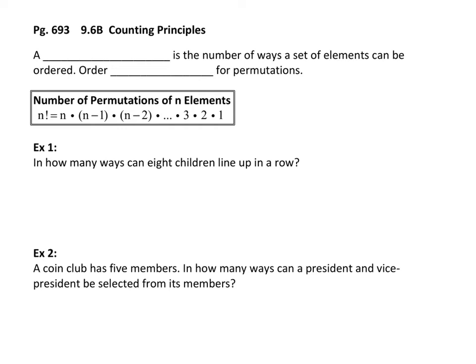All right, starting lesson 9.6b. Counting principles. Now, the first key term is a permutation.